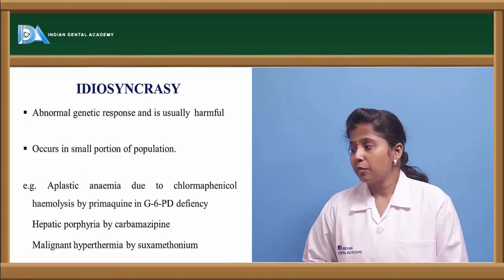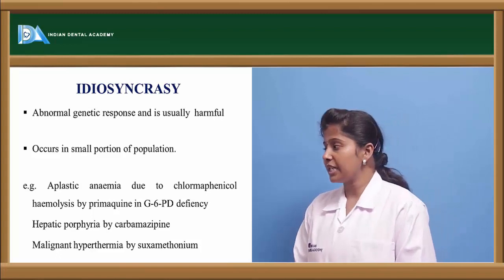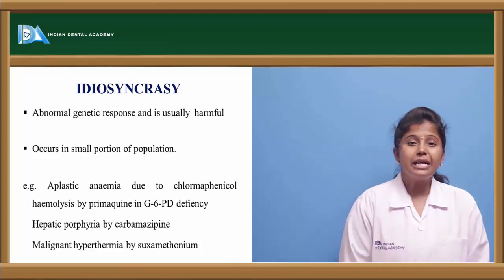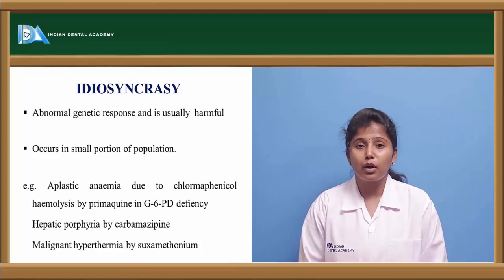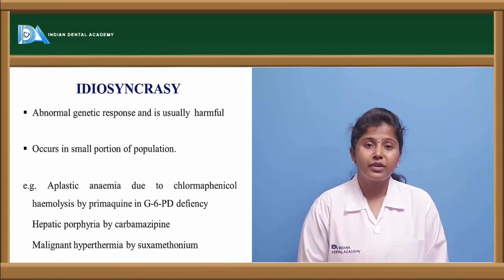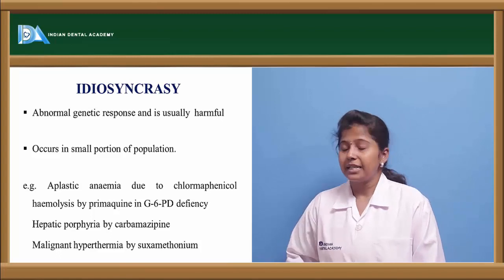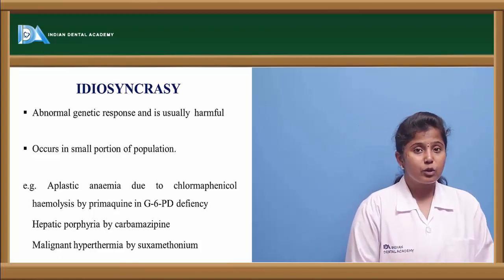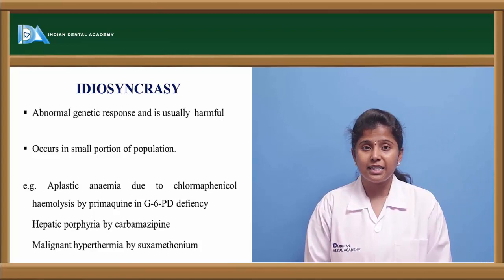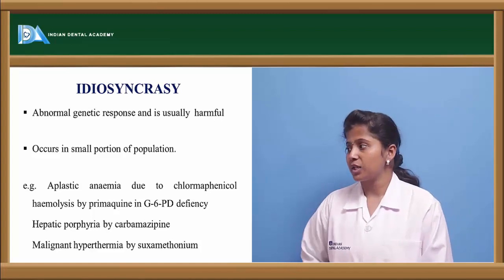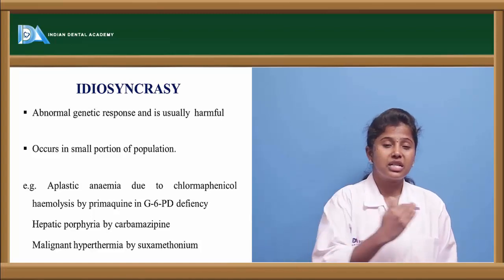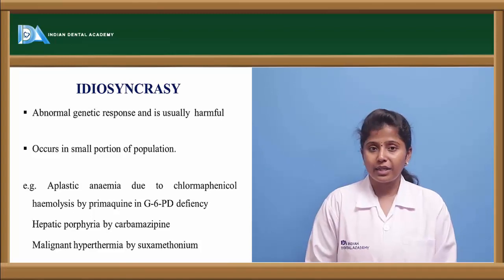And if a person is taking carbamazepine, hepatic porphyria can occur. And with suxamethonium, suxamethonium poisoning occurs, and thereby that leads to malignant hypothermia. All these are genetic, so they are genetically transferred from their ancestors.